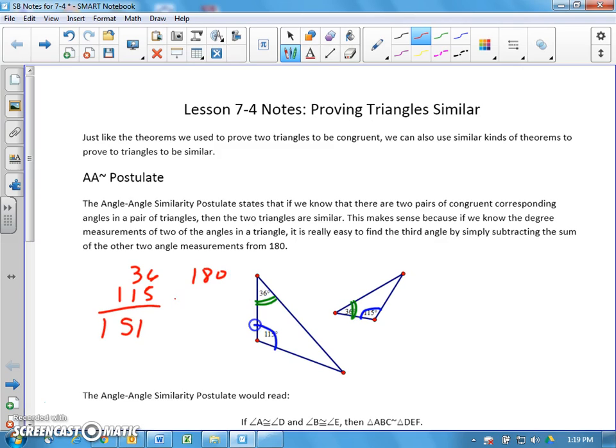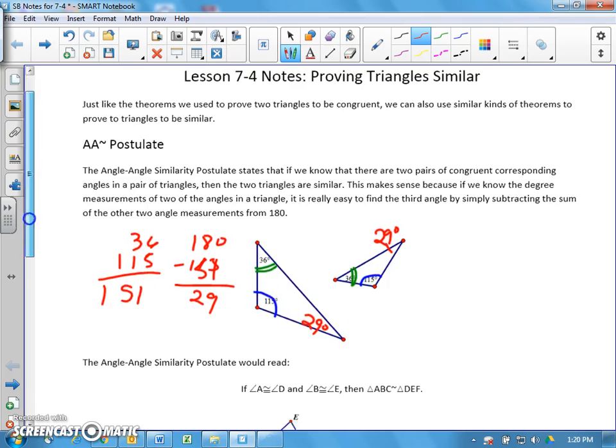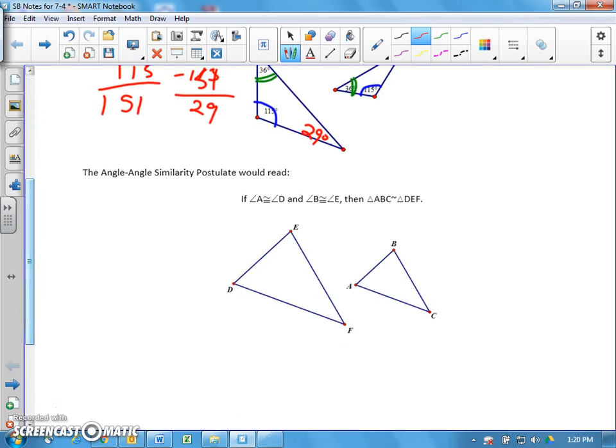And then we do 180 minus 151. And this is going to give us 29. So I know that this is a 29-degree angle. Since I have the same numbers, I would do the same thing to get this to also be 29 degrees. We really only need two angles for our AA similarity postulate because of this reason. So to prove the triangles similar, all I have to know is that two pairs of angles are congruent.